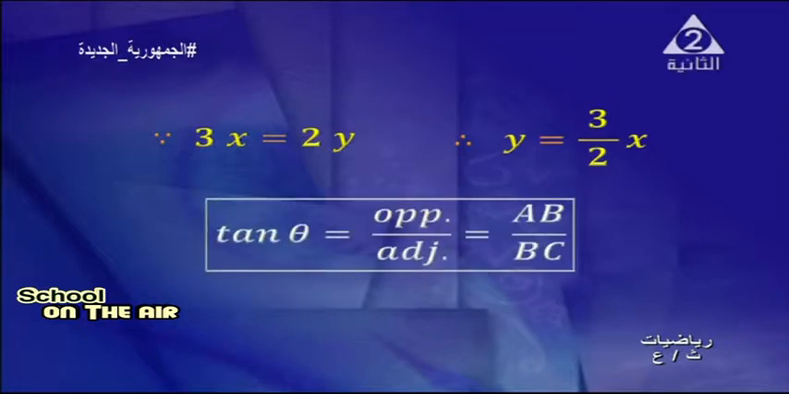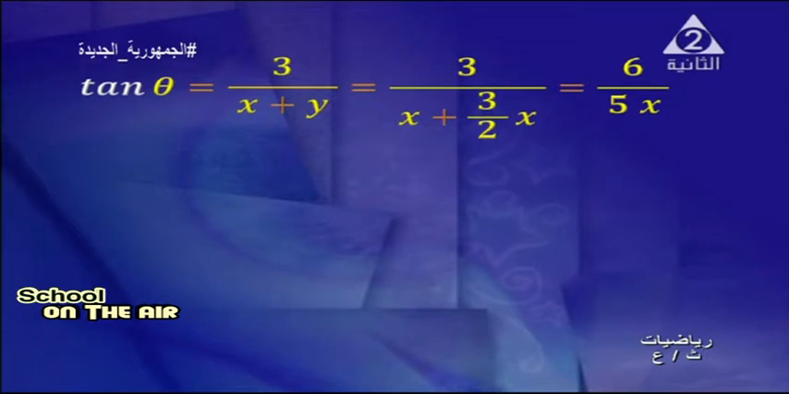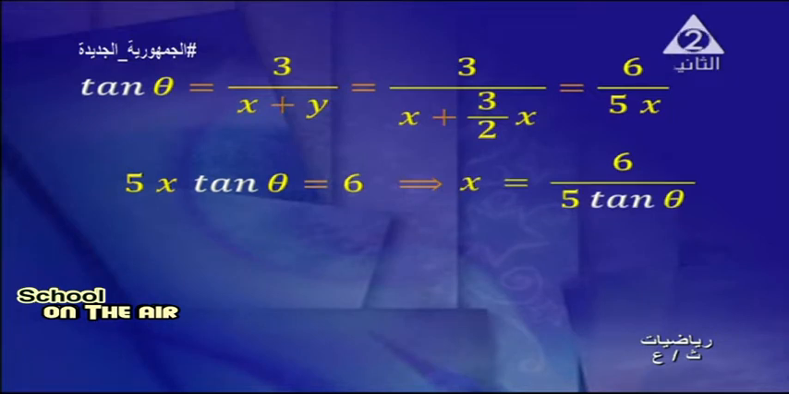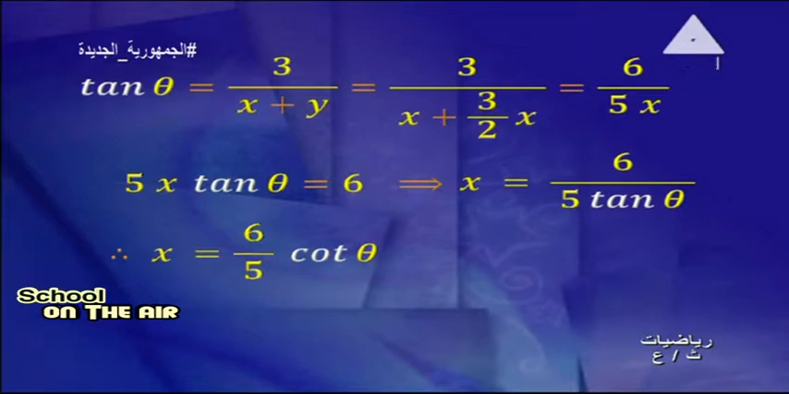Now, from the relation 3x equals 2y, y equals 3 over 2 x. And we know that tan theta equals opposite over adjacent. Opposite is AB and adjacent is BC. Then tan theta equals 3 over x plus y, equals 3 over x plus, what is the value of y? y equals 3 over 2 x. Then tan theta equals 6 over 5x. Cross multiplication, 5x multiply tan theta equals 6. Then x equals 6 over 5 cotan theta. Now we have the relation between x and theta.